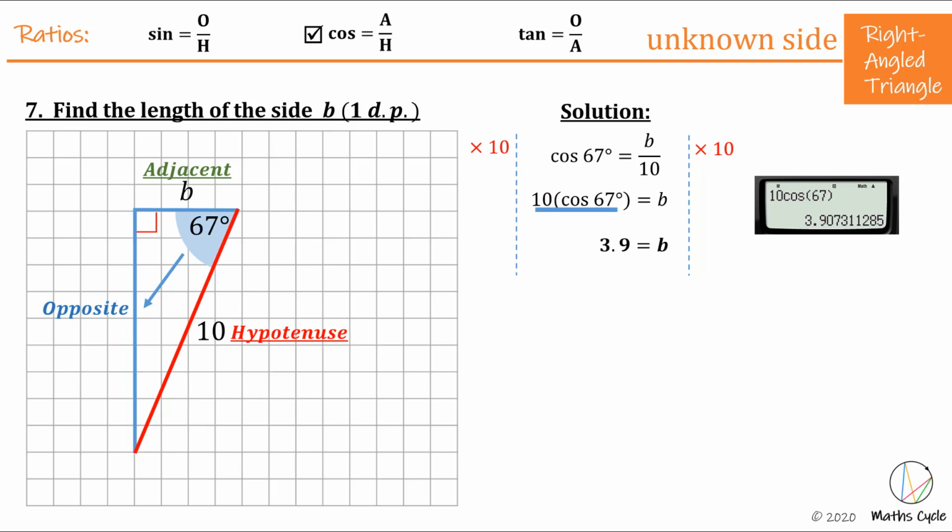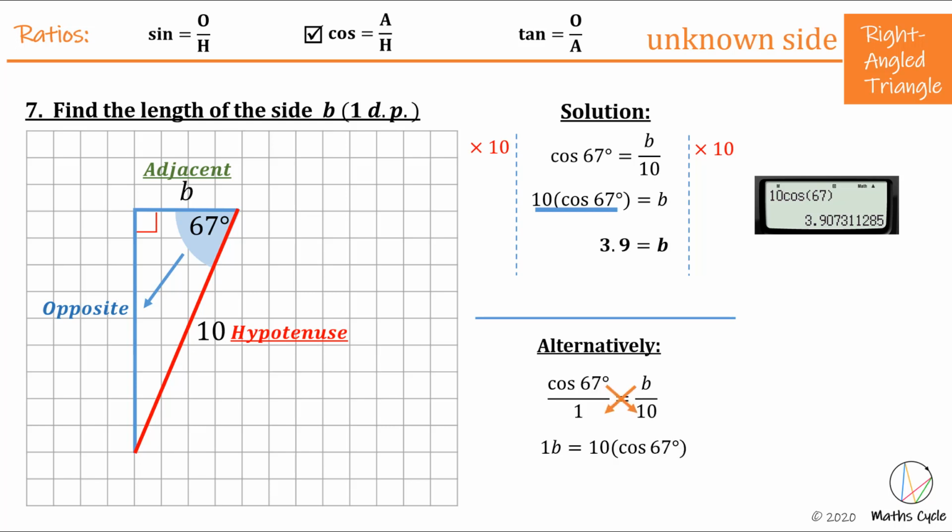Okay, but at this point now you're probably getting very good at doing out your solutions, and you can use your own shorthand, whatever you feel comfortable with. And remember, alternatively then, we can use our cross multiplying, and again we just get B equals 10 times the cosine of 67, which is 3.9.